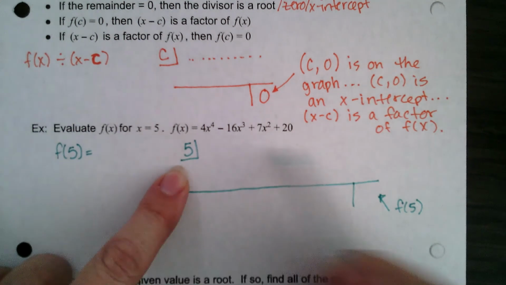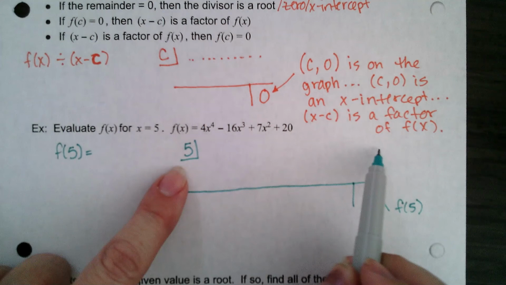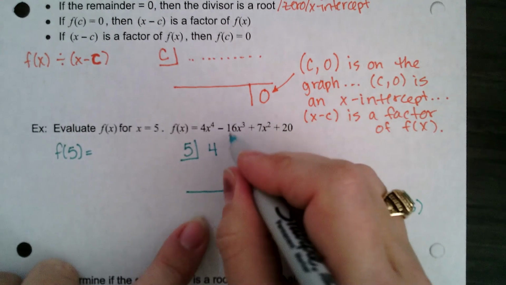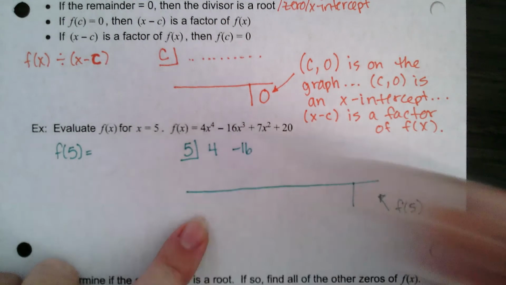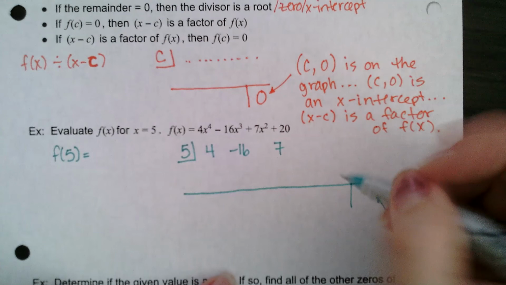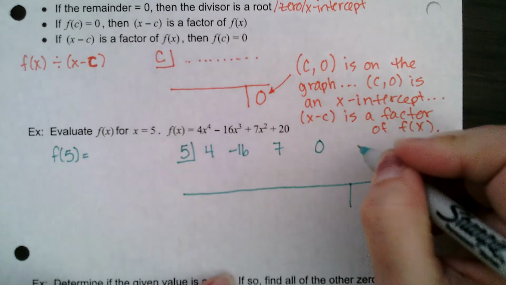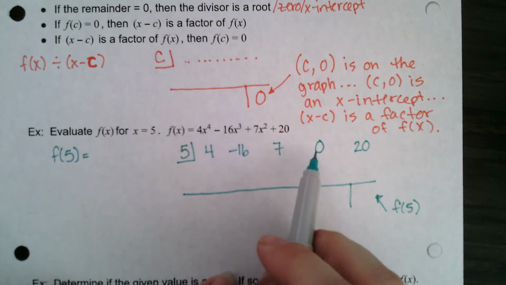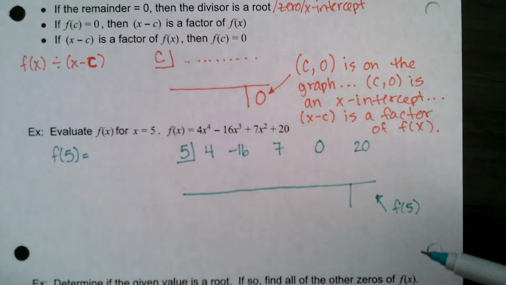So I need to put my coefficient row up on the top here. So I will start with a 4. And then negative 16 on the x cubed, and then 7 on the x squared. And then I need a 0 because I am missing an x term. So I have to use that 0 as a place holder, and then 20 for my constant term.